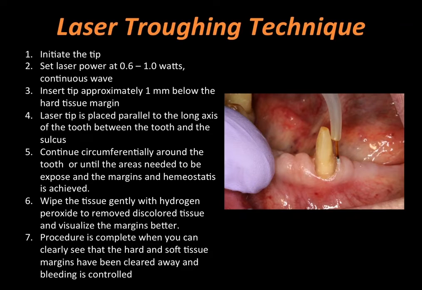We're going to insert the tip approximately 1 millimeter below the hard tissue margin. The laser tip is placed parallel to the long axis of the tooth between the tooth and the sulcus. And then very slowly, we continue circumferentially around the tooth or until the area needed to be exposed and the margins and hemostasis is achieved. We'll simply wipe the area. I'll use a little Q-tip with hydrogen peroxide to remove the discolored tissue and visualize the margin better. And the procedure is complete when you can clearly see that the hard and soft tissue margins have been cleared away and bleeding is controlled.